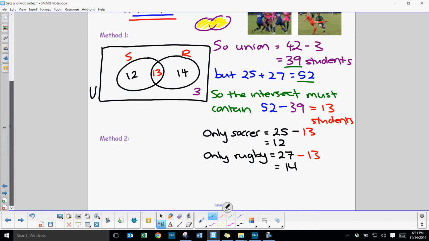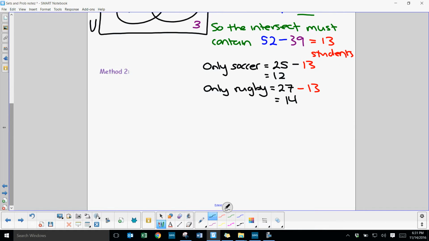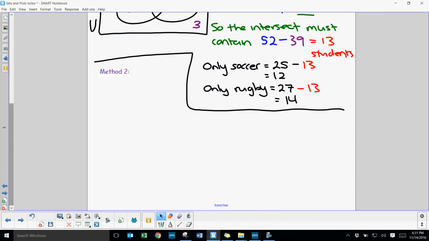There is a second method. In the textbook they outline a second method, which I'll also describe to you. It's kind of using algebra instead. So we'll just section off this bit here. If you're using algebra, the way they do it is they say, let x equal the number who play both sports.